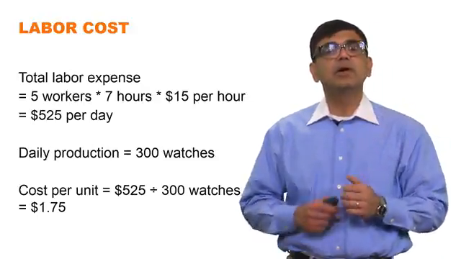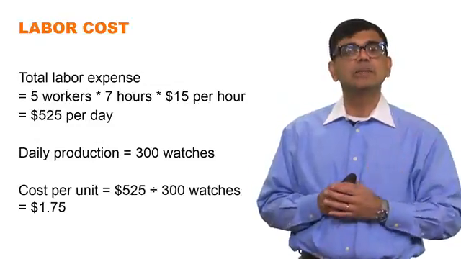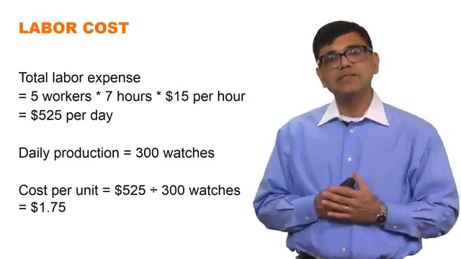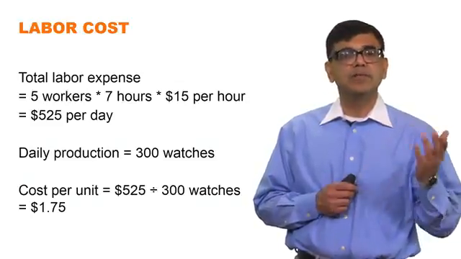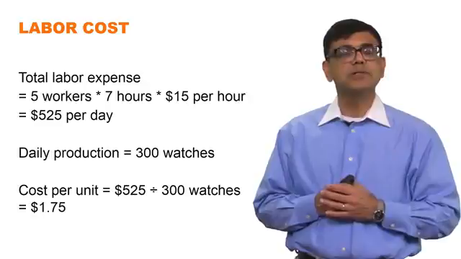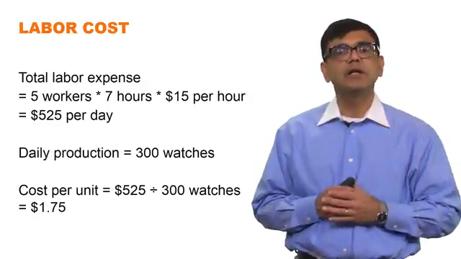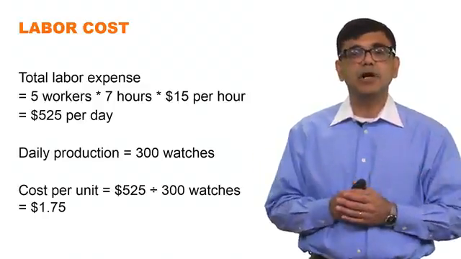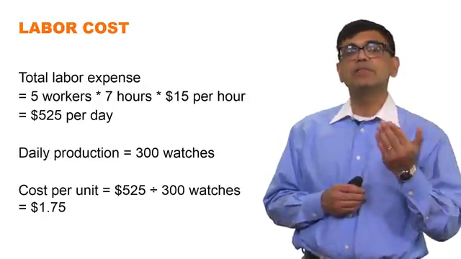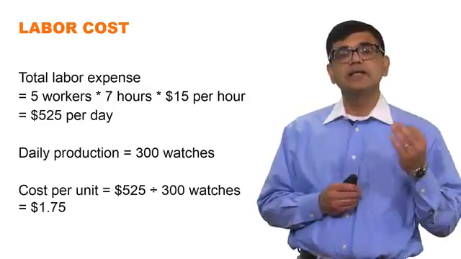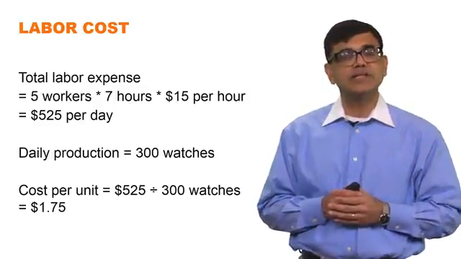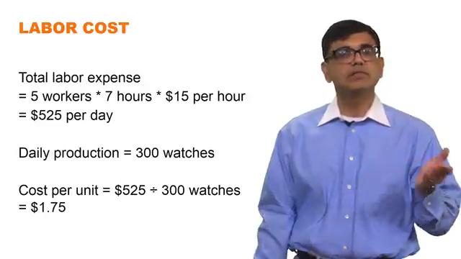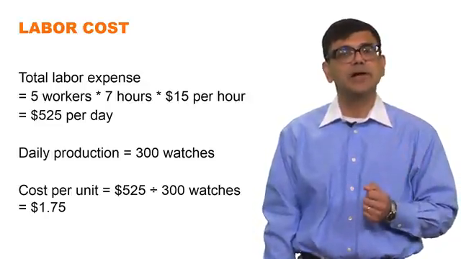Now, what would be the labor cost based on this? There were 5 workers working 7 hours. So you multiply 5 times 7, that gives you 35 person hours, at $15 an hour gives you 525 per day. Intended production of 300 watches, so 525 divided by 300 gives you an assembly cost of 1.75. So the labor cost is 1.75 per unit based on 5 workstations and a production of 300.